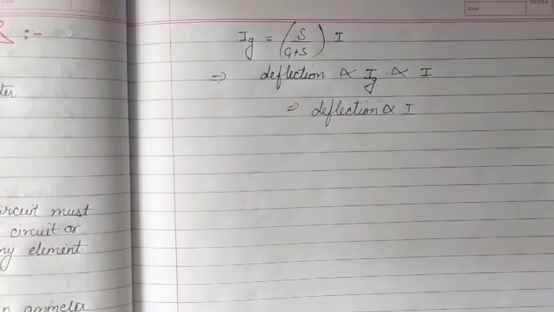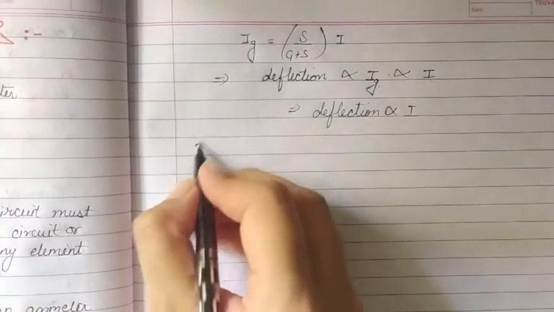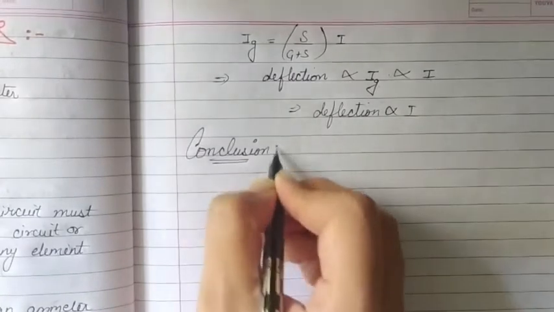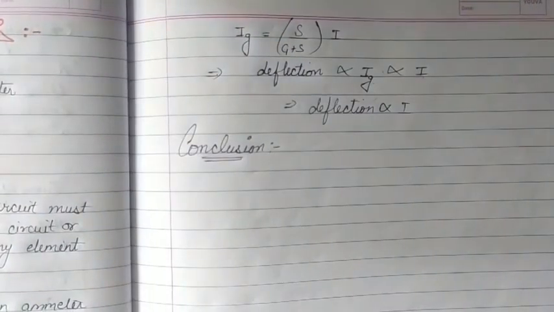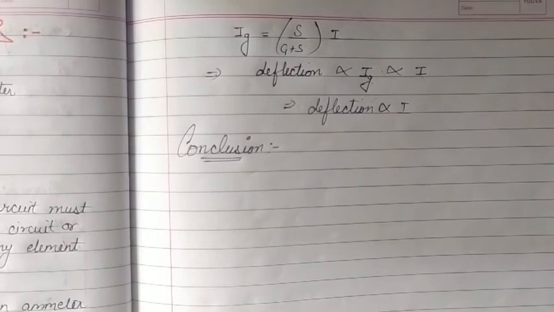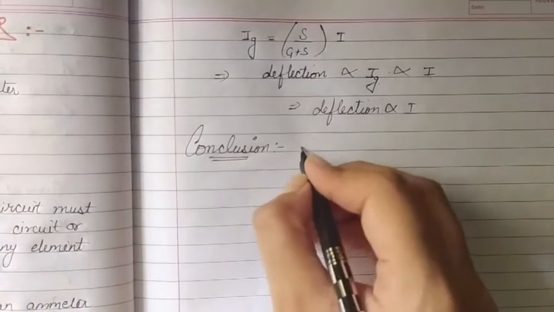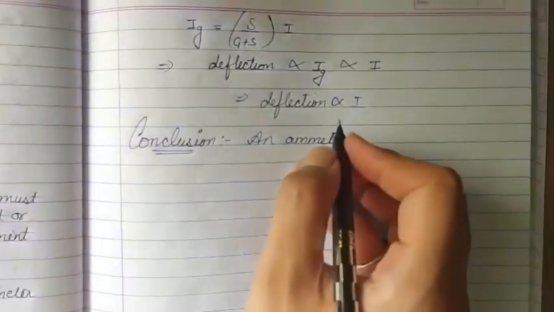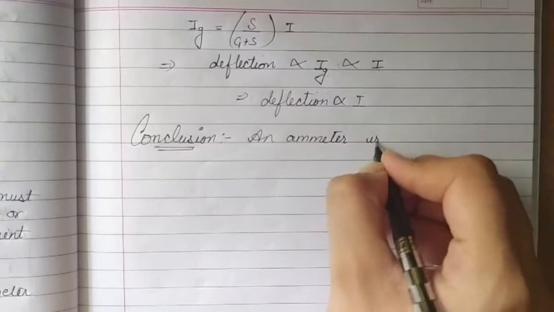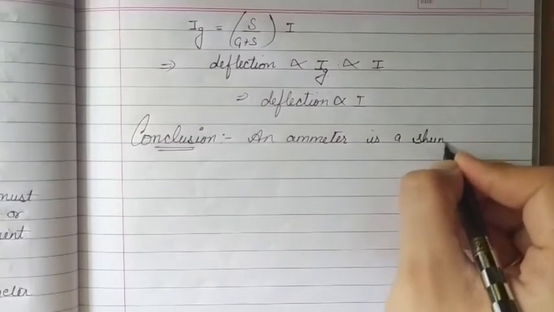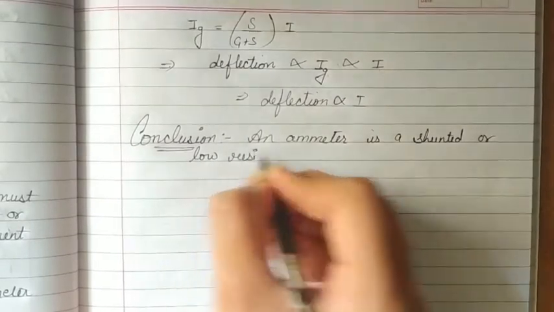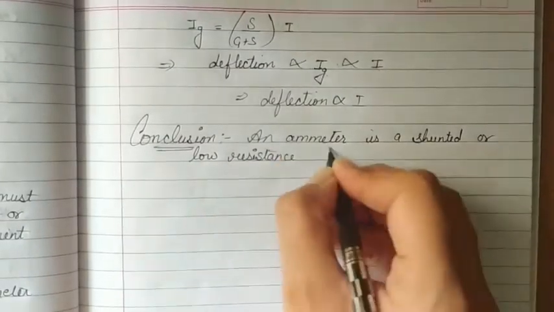So an ammeter is a shunted or low resistance galvanometer. The conclusion is that we can convert a galvanometer into an ammeter by putting a small resistance shunt in parallel to the galvanometer, or we can say that an ammeter is a shunted or low resistance galvanometer.